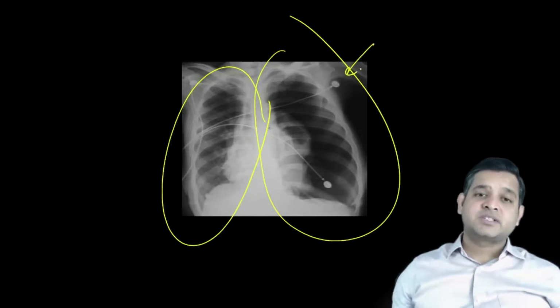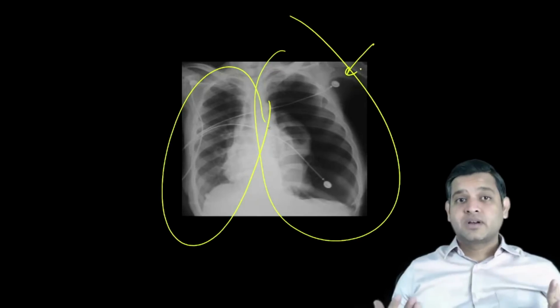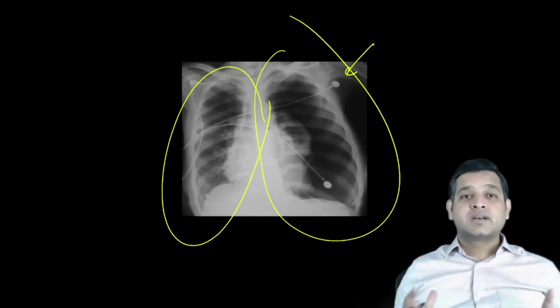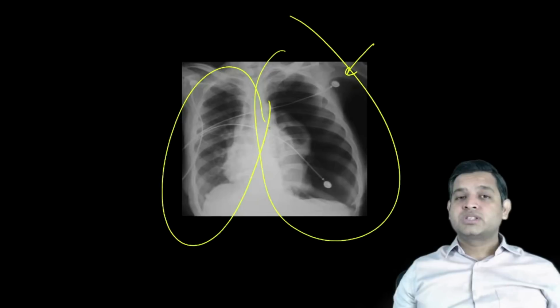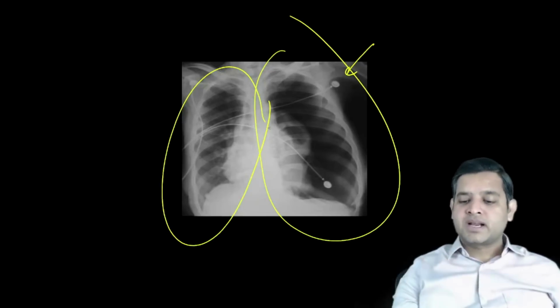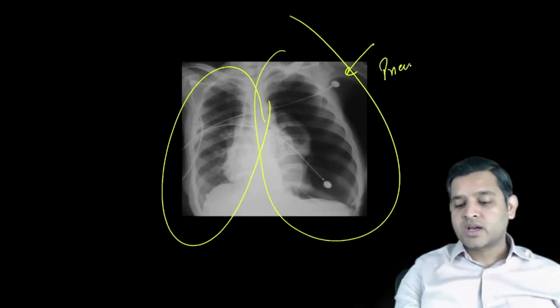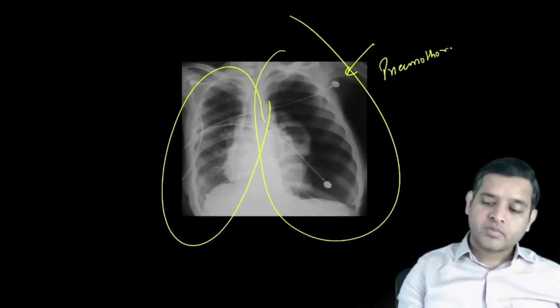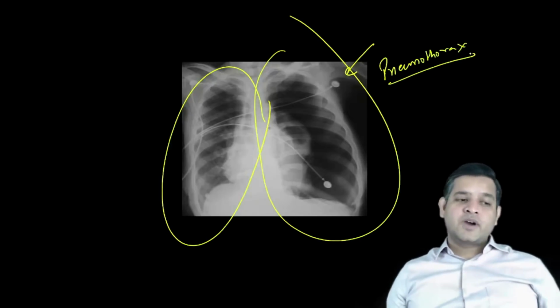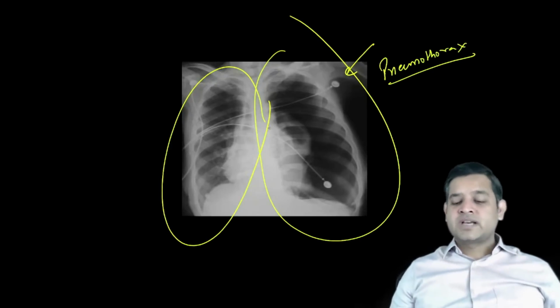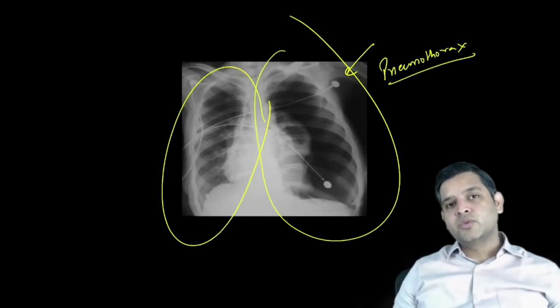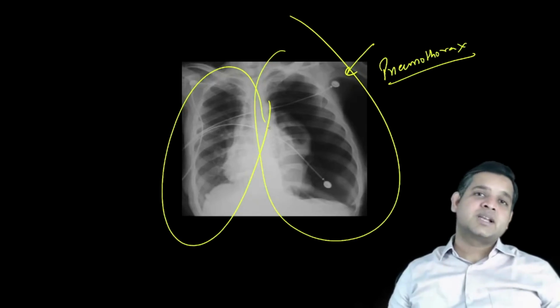All right. So both sides you see the air, but what is the difference? The air on the left side is appearing more black, and it does not have the vascular marking. So area of hyperlucency devoid of vascular marking is pneumothorax. That's a classical image for a pneumothorax.